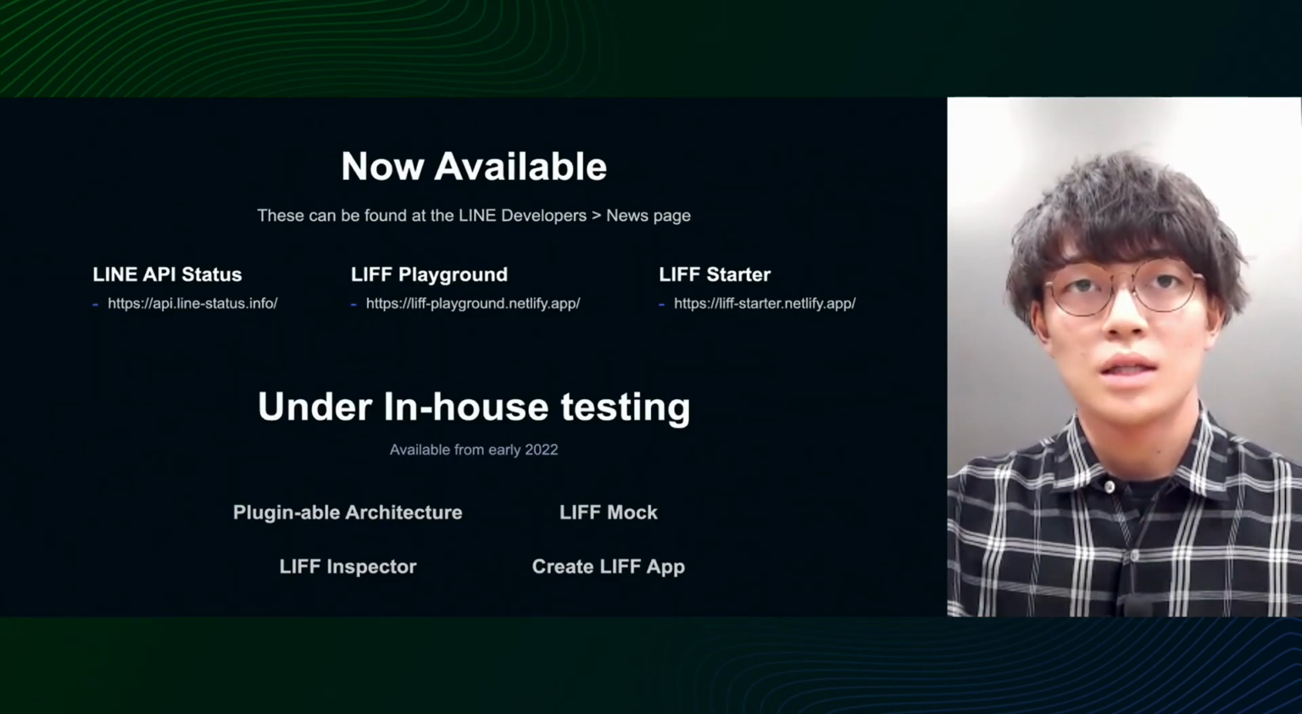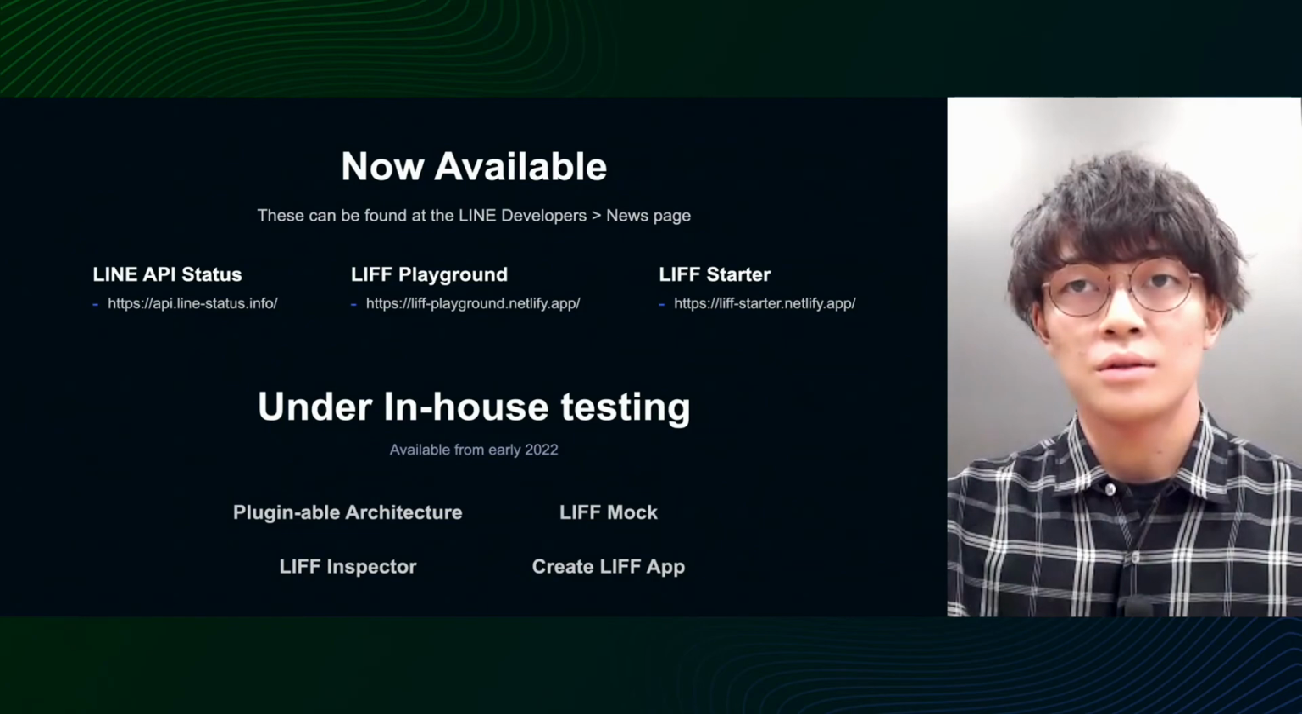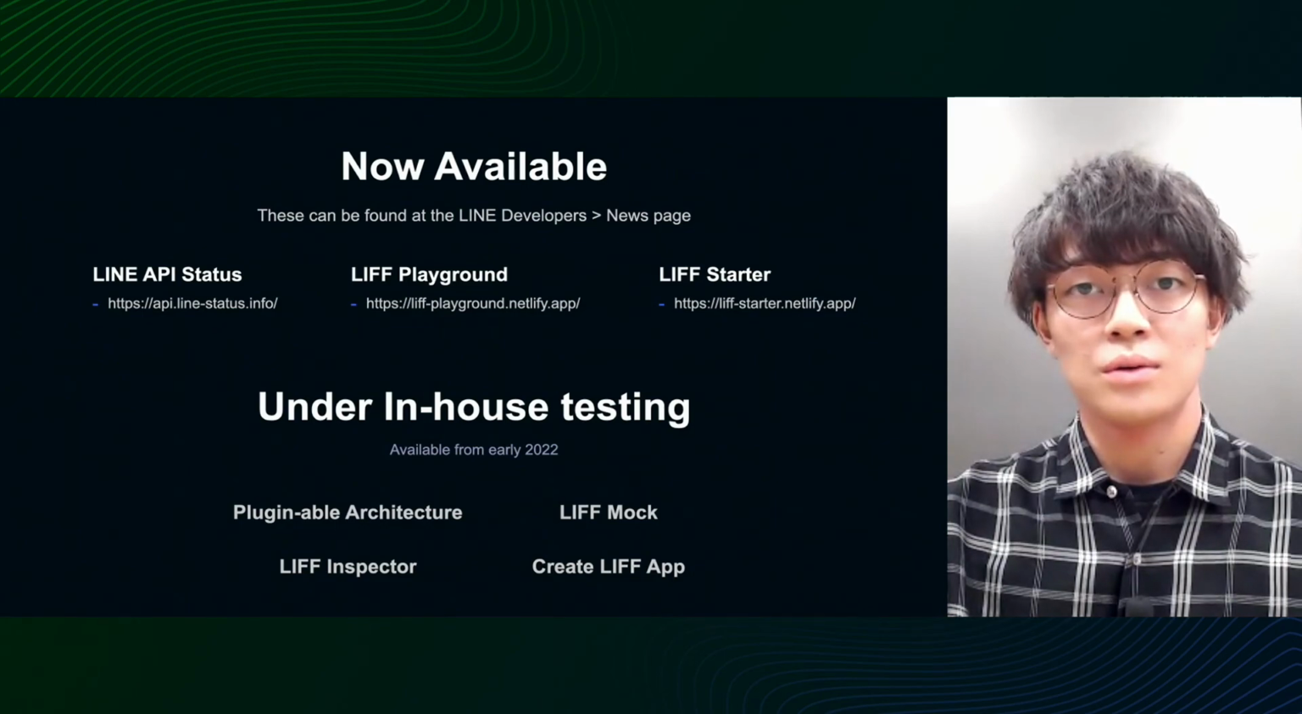Finally, a summary. The first 3 sites, LINE API Status, LIFF Starter, and LIFF Playground, are already available at the above URLs. Summary of the sites introduced today is also available as news articles on LINE Developers. Please visit each site from there. LIFF plugins like Pluggable Architecture, LIFF Mock, LIFF Inspector, and Create LIFF App, introduced by Ikeda in the previous session, are currently being experienced internally. We are planning to release it in early 2022 after reflecting internal feedback.